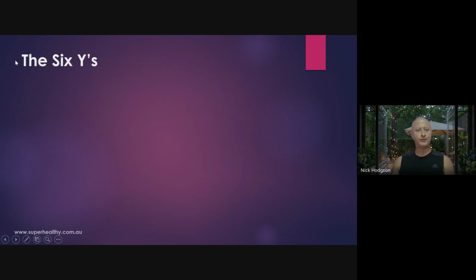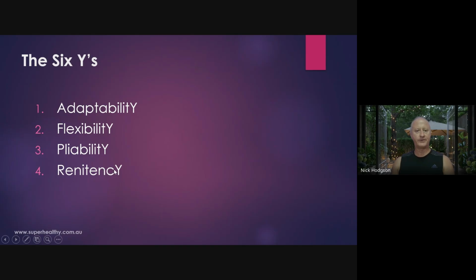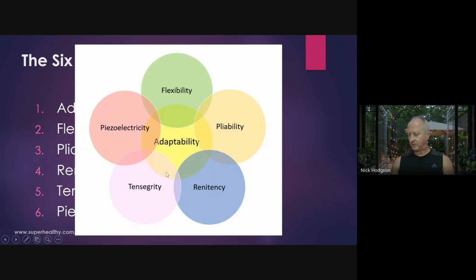So again, referring back to previous workshops, we've talked about the 6 whys of physiology, of health, of subluxation. So we have adaptability, flexibility, pliability, renitency, tensegrity, and piezoelectricity, so the 6 whys. So this is a linked, coordinated system. So at the center is adaptability. This is the requirement. In order for a physiological system to survive and thrive, it needs to be adaptable. And all of these other processes going on around it that are interconnected and interwoven, they're all coordinated together to create normal physiology, healthy physiology.